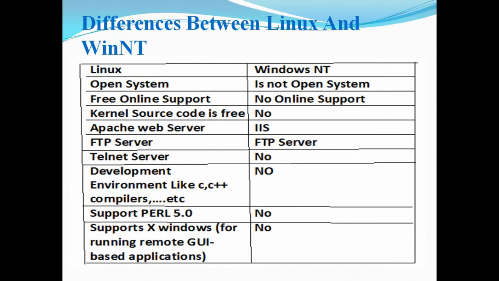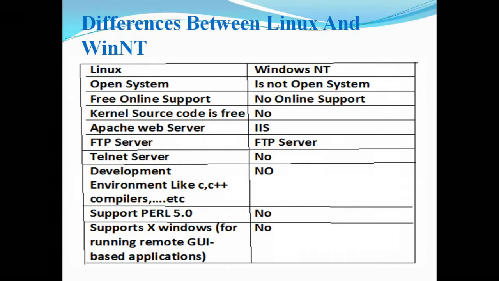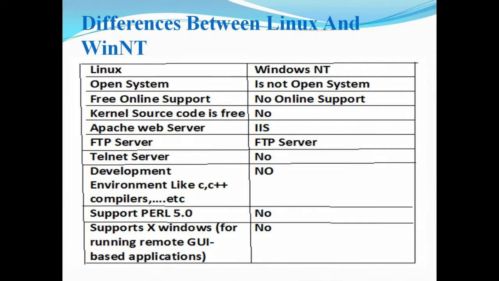Next, Linux provides free online support, but Windows NT does not have free online support. And next, Linux provides free source code, that is, the kernel source code is available freely, and Windows NT does not have free source code. Next, in the Linux operating system we have a web server called Apache web server. But in Windows NT, the web server is called IIS, Internet Information Services.